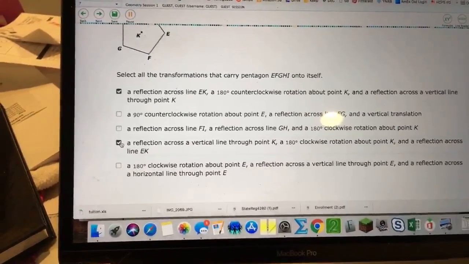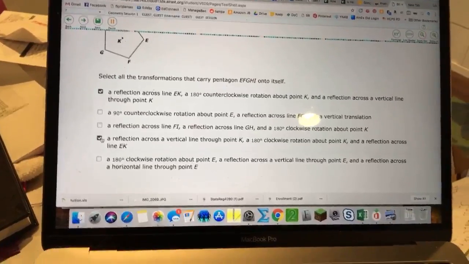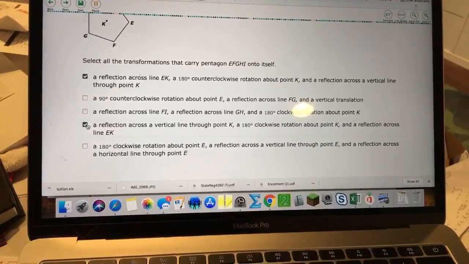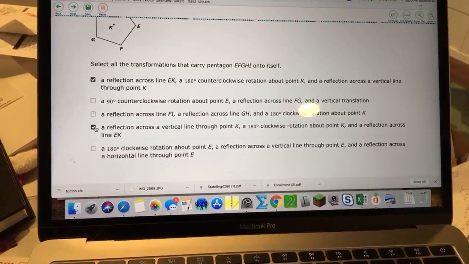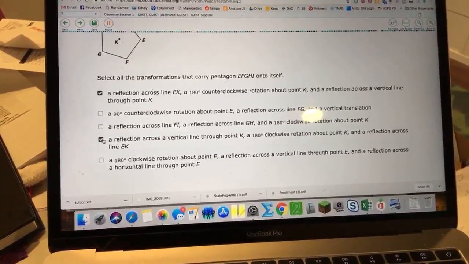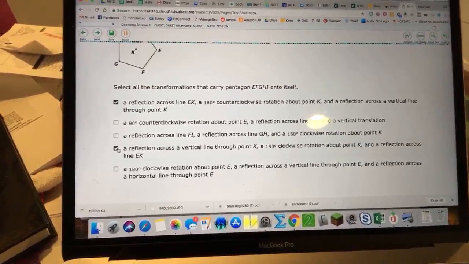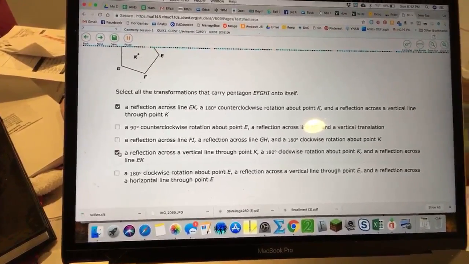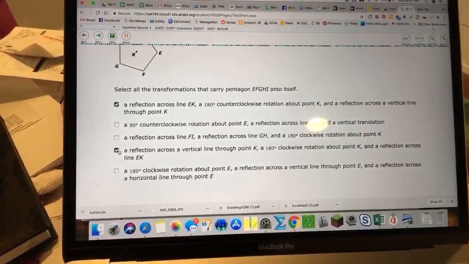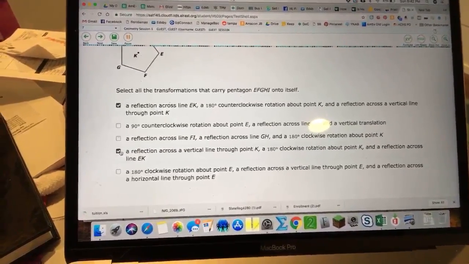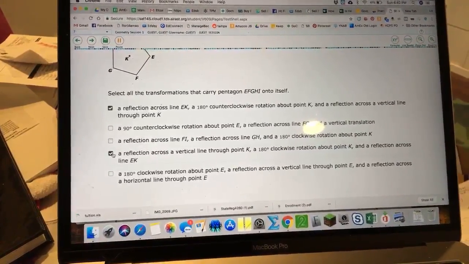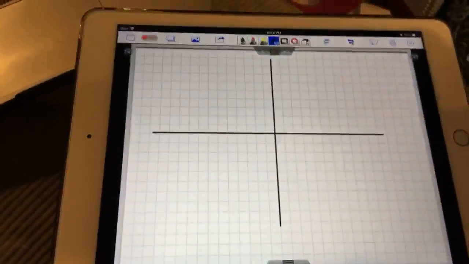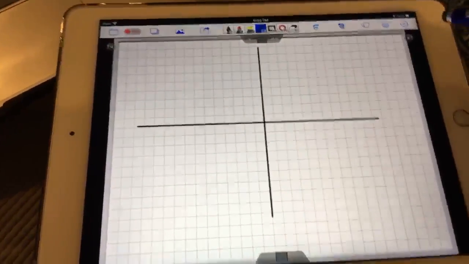Okay, and then a 180 degree clockwise rotation around point E, a reflection across a vertical line through point E, and a reflection across a horizontal line through point E. Well, think about anything that is rotated. Sorry, I'm trying to draw and talk at the same time. All right, think about anything. Yeah, exactly, those are similar transformations in a different order.